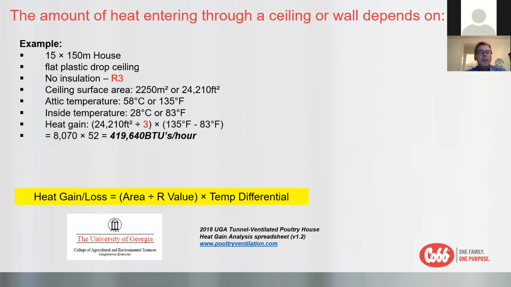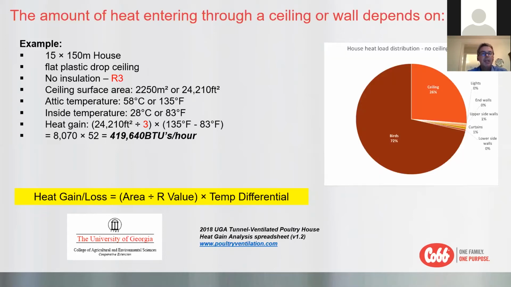The surface area in this example, my house, is 2,250 square meters. That's the equivalent of 24,000 square feet. I have an R value of 3, so I divide by 3 and multiply by the temperature differential. Attic space is 135 Fahrenheit. My inside temperature is 83 Fahrenheit. So what is the heat gain? It's 8,000 multiplied by 52. So in this scenario, I can expect 400,000 BTUs to come into the house from the ceiling.